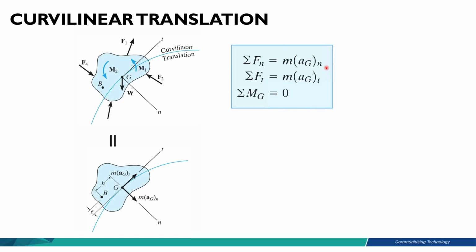So from our kinematics chapter, we know that a_n is equal to omega squared times r, and a_t is equal to alpha times r. So this equation now becomes Fn equals m omega squared r, and Ft equals m alpha r.